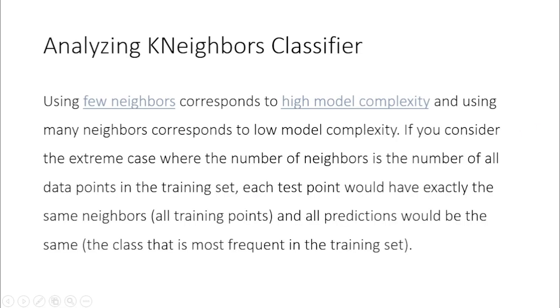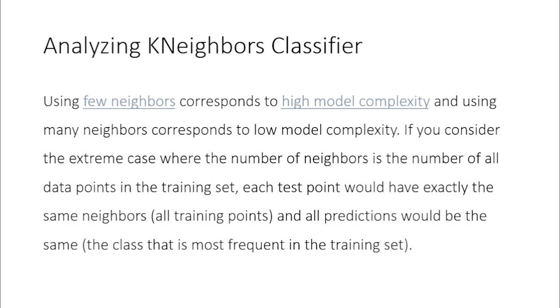Now, analyzing the k neighbors classifier. Using few neighbors corresponds to high model complexity, and using many neighbors corresponds to low model complexity. If you consider the extreme case where the number of neighbors is the number of all data points in the training set, each test point would have exactly the same neighbors, all training points, and all predictions will be the same: the class that is most frequent in the training set.